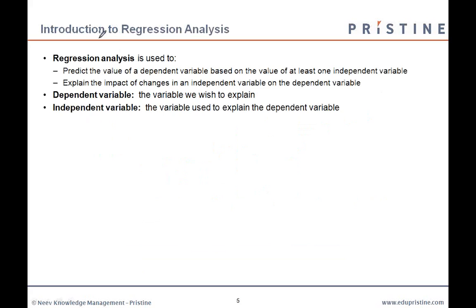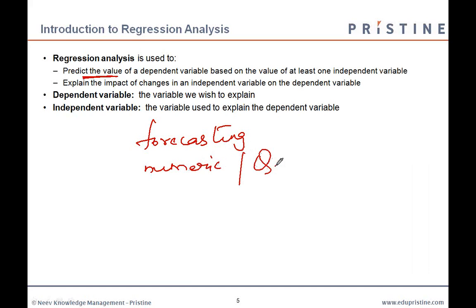So now let's consolidate our understanding. Regression analysis is primarily used to predict the value. This is the most important. That is, it is used for forecasting. It is used for assigning a numeric value. In other words, it's a way of quantifying your relationship, right? So it is used to forecast your dependent variable based on the value of at least one independent variable. And basically it explains the impact of changes in an independent variable on the dependent variable, right?